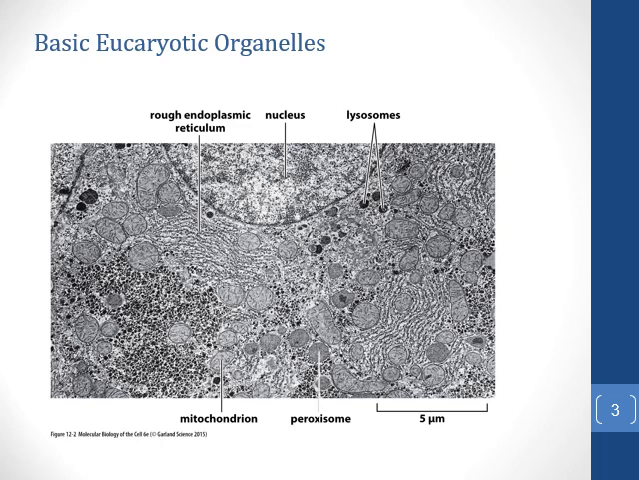Now let's think about why this is a particularly challenging problem for the cell. This is an electron micrograph showing you a basic eukaryotic cell. We can see the nucleus up here in the top. We can see the nuclear membrane right here. And if you look at the cytosol, you can see that it's just chock full of organelles. You've got mitochondria, peroxisomes, lysosomes, the rough ER, the Golgi.